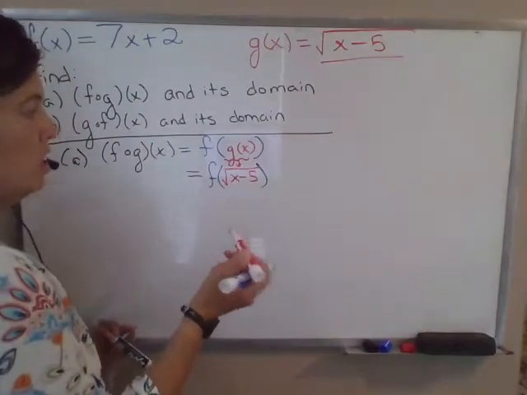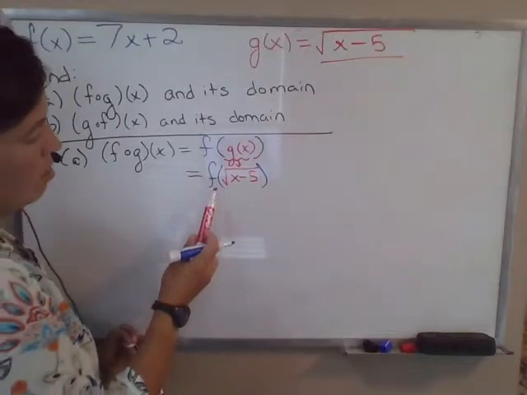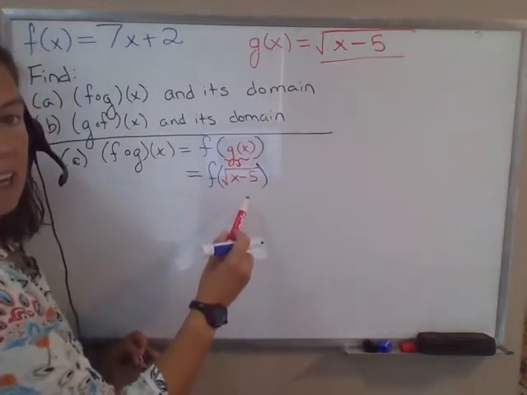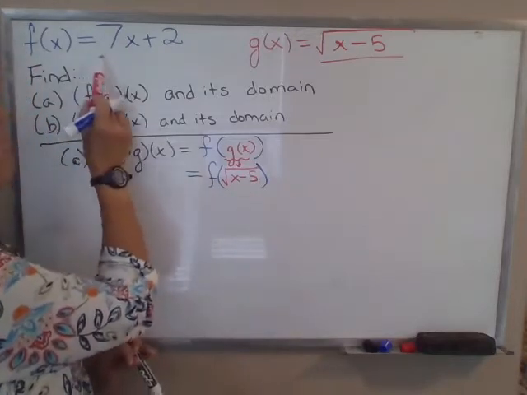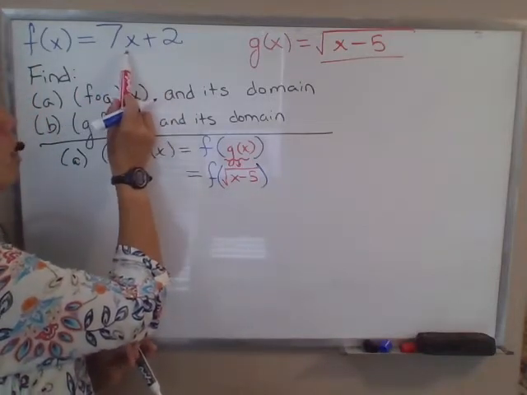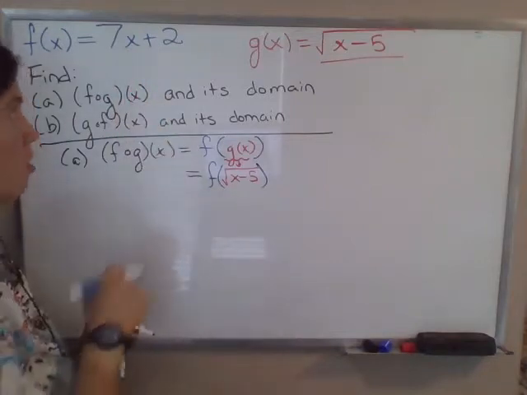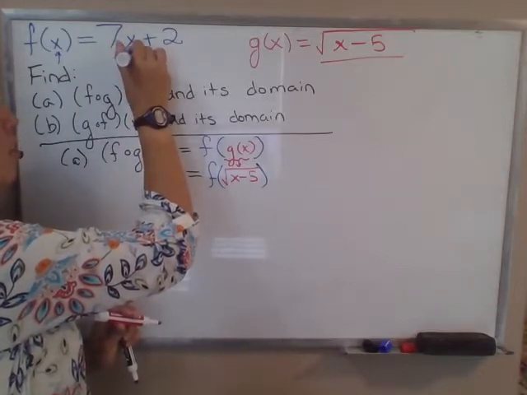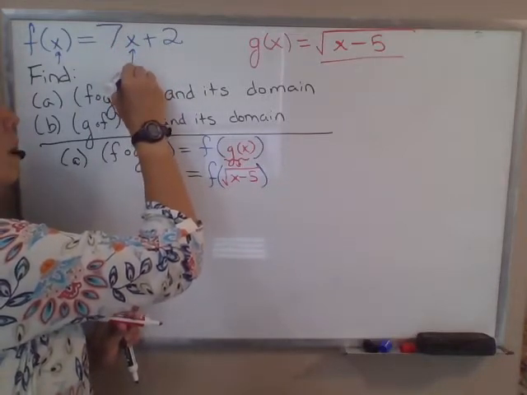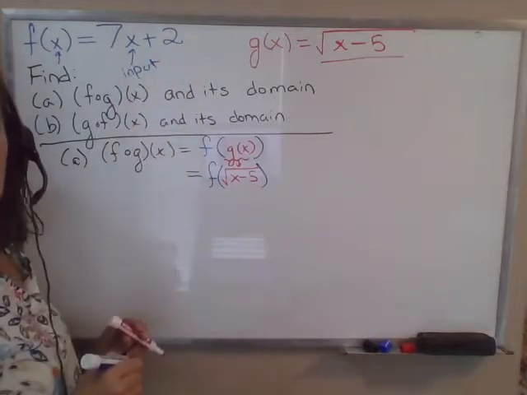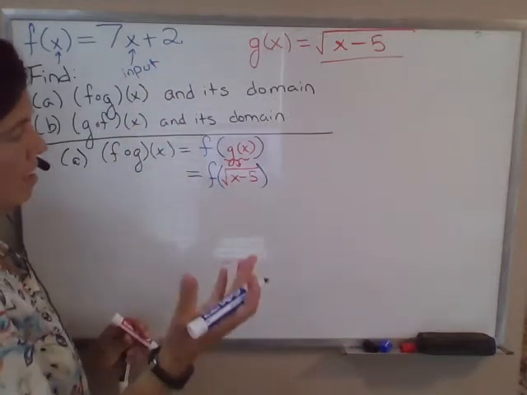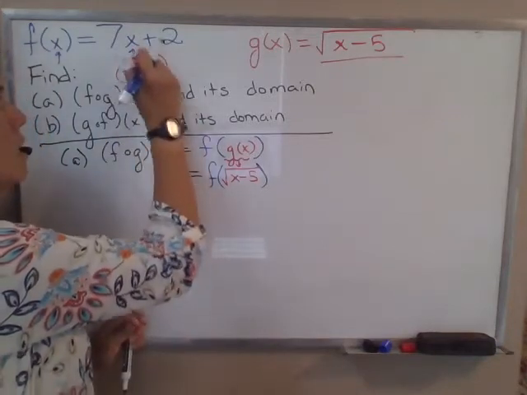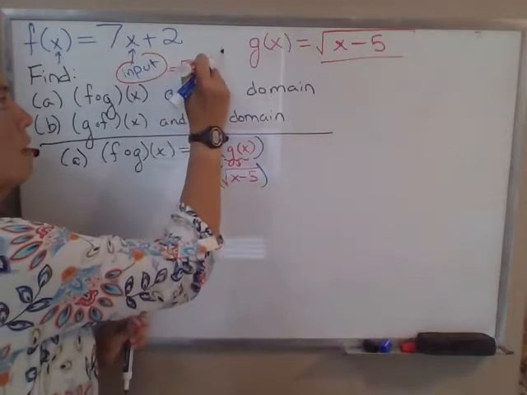Now what this function notation means is we're going to take the function f and input the square root of x minus 5. This is our new input. So in this equation up here, f of x equals 7x plus 2, the x is just a placeholder for whatever input you're given in a certain case. So in this case, the input is the square root of x minus 5.